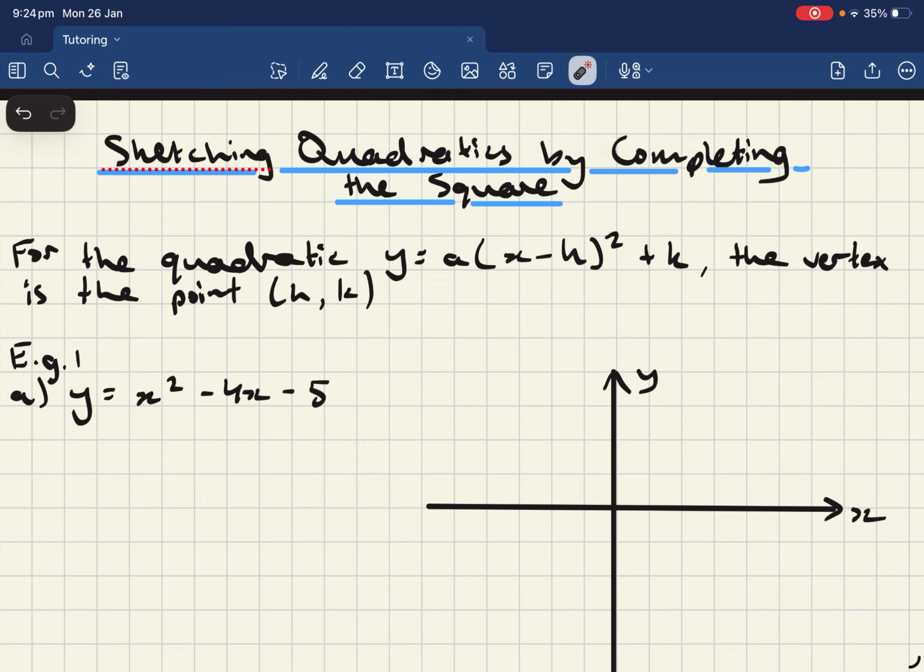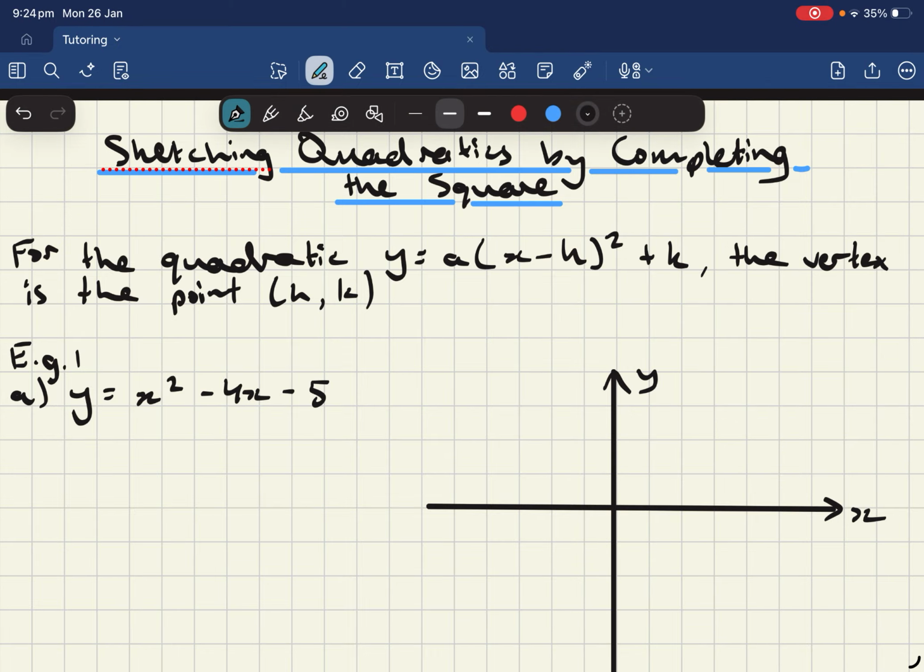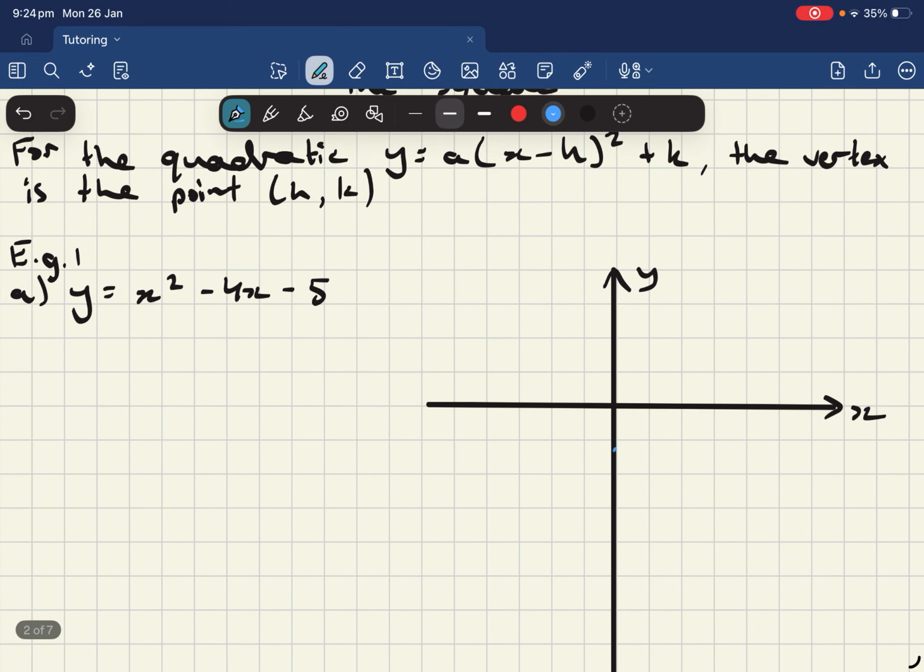Now, just by looking at it, we can already see the y-intercept. If we subbed in 0 for these x values, that will cancel these two terms out. So our y-intercept is going to be negative 5. So we're just going to label that in before we do anything else. We anticipate it's going to pass through here.